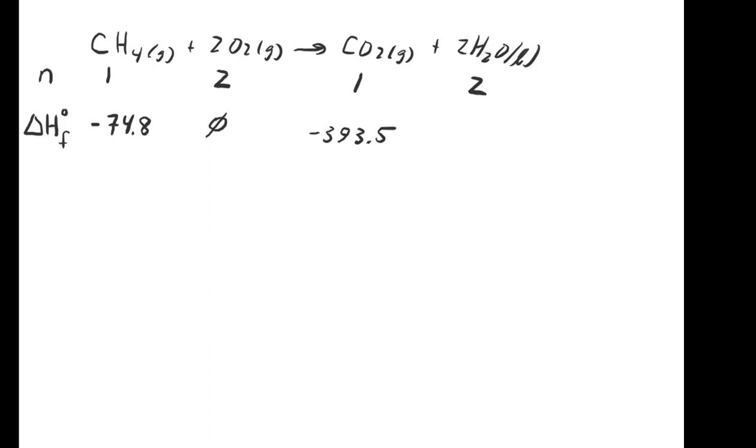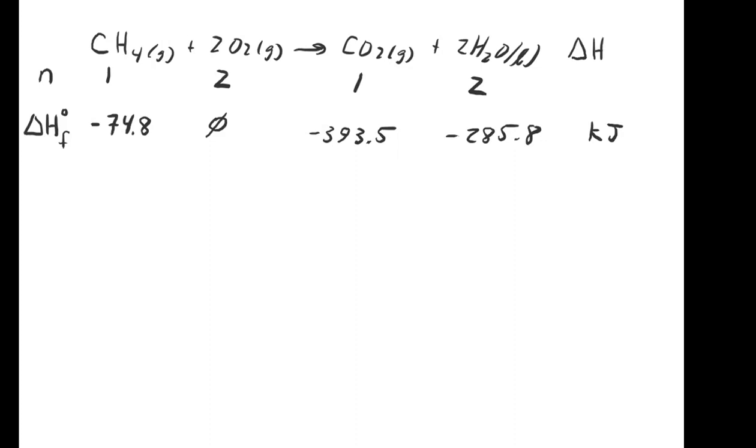And then liquid water is negative 285.8. Okay, these are all in units of kilojoules or kilojoules per mole, whichever we want to put. Either one is fine. Different authors will put different units. Okay, so now here's our goal. Our goal is to find delta H of reaction.